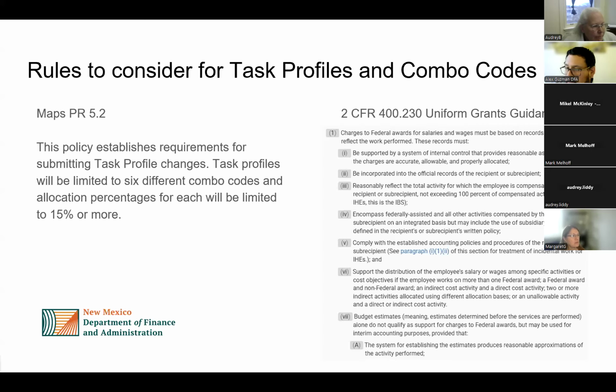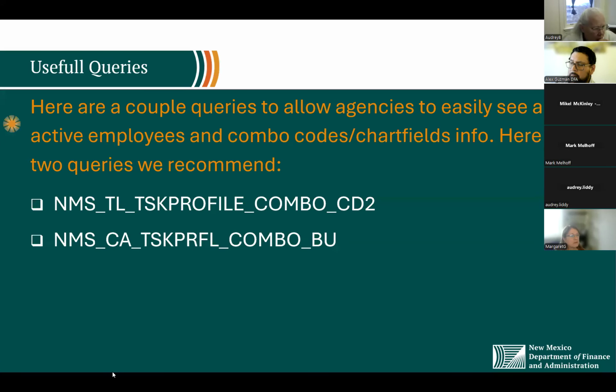Now, we also have queries that can show you all of the combo codes that are in use by your agencies. I think one of those is listed there, specifically that second one maybe, well, probably both of them. Those should be able to show you what combo codes are assigned, and I don't know the specifics of those queries, but probably at least one of them shows you all of the chart fields.